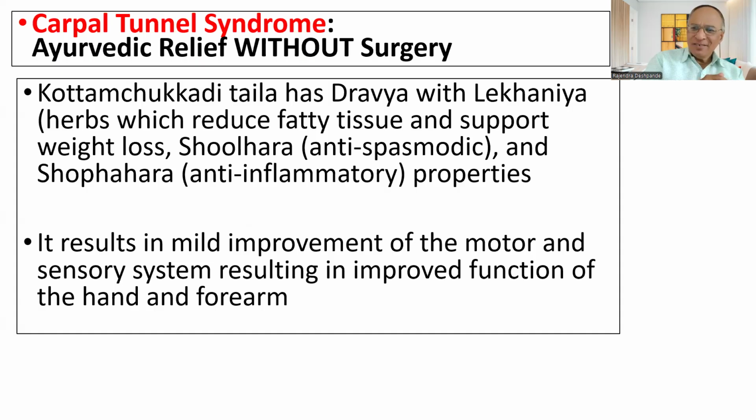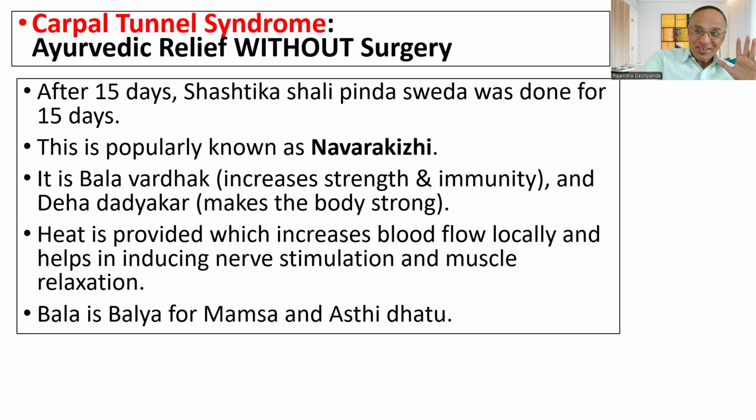Kottam Chukadi Tail, medicated oil, has dravya with lekhaniya. What is lekhaniya? Herbs that can reduce the fatty tissue and that can help for the weight loss in the patient. Then this is also Shul Har, antispasmodic or analgesic, and Shof Har, anti-inflammatory properties, Kottam Chukadi Taila. This results in the improvement of the motor and sensory system, resulting in improved function of hand and the forearm. Carpal Tunnel Syndrome we are discussing.